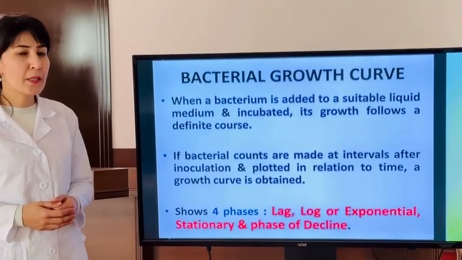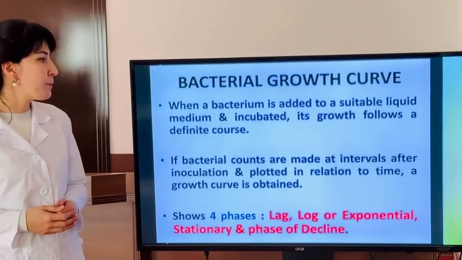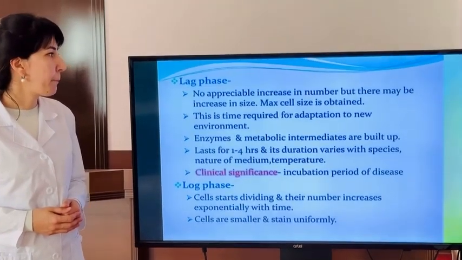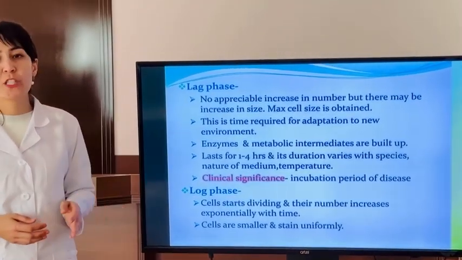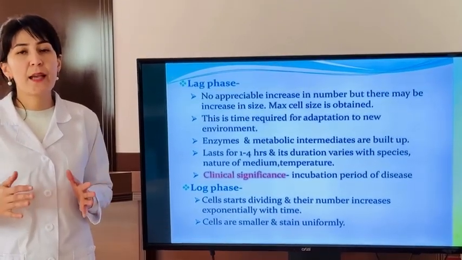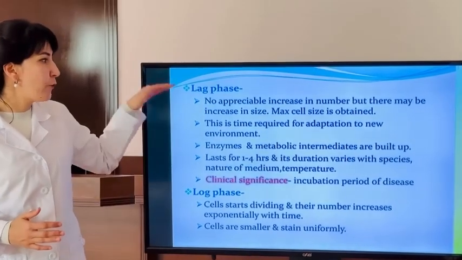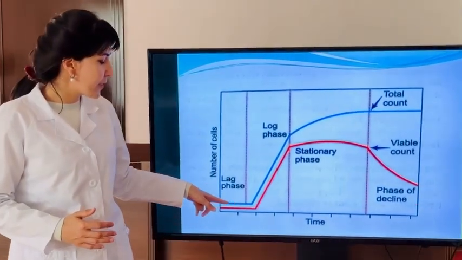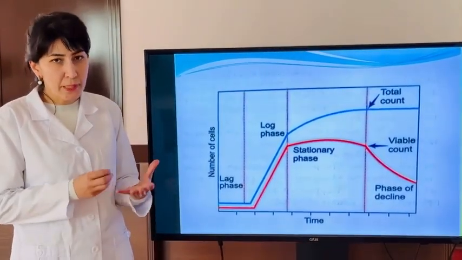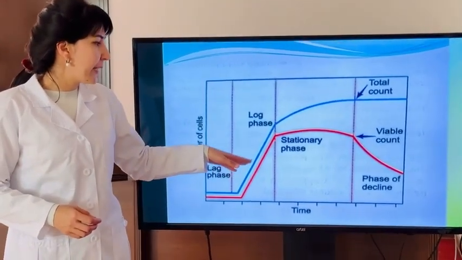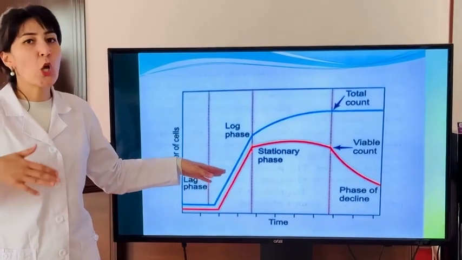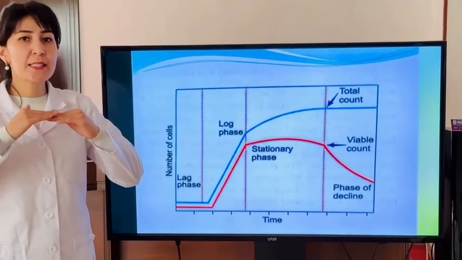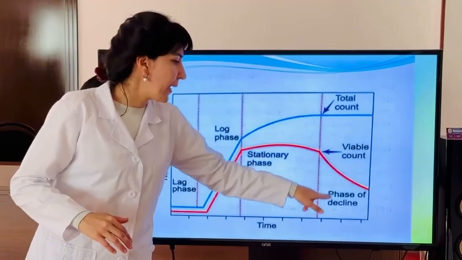Bacterial growth: when a bacterium is added to a suitable liquid medium and incubated, growth follows a defined course with large phases. First is the lag phase, then the log phase. In the lag phase, when bacteria are cultivated in a culture, there is first a lag; after that the bacteria divide in large numbers in the log phase, in the stationary phase they keep this number, and after that we see the phase of decline.